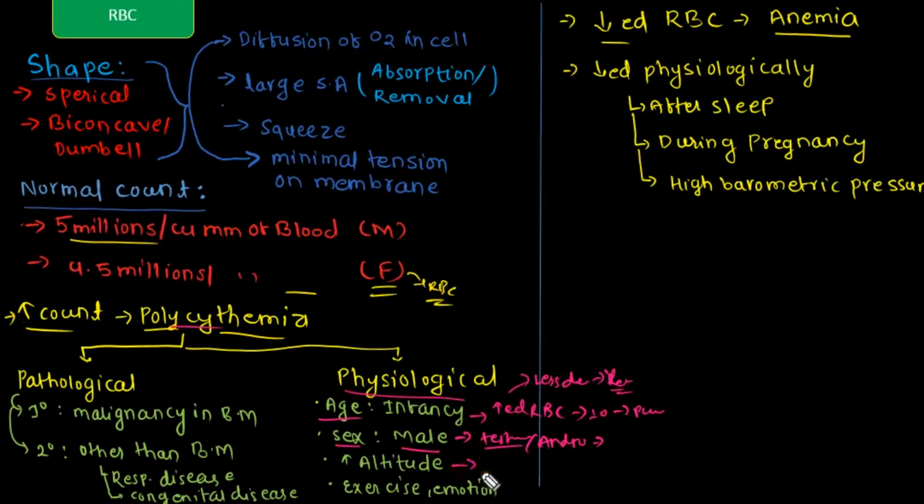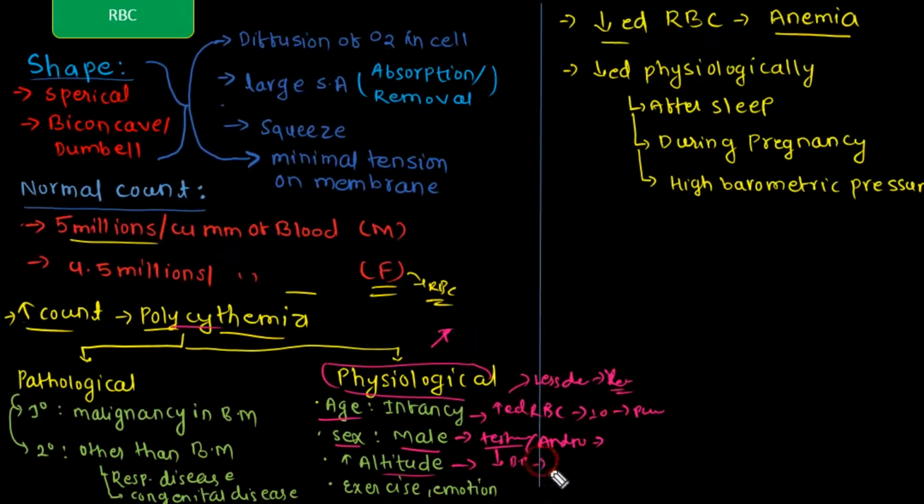Similarly, due to the increased altitude, we can see physiological polycythemia, which is usually temporary and just marginal. A slight elevation is seen, which is not permanent, and can recede to normal after some duration. So increased altitude means there is decreased pressure.